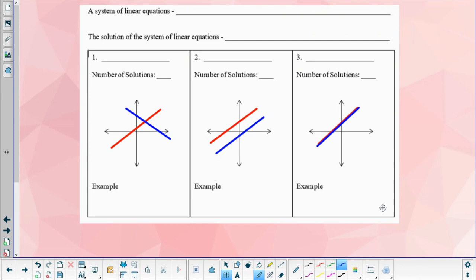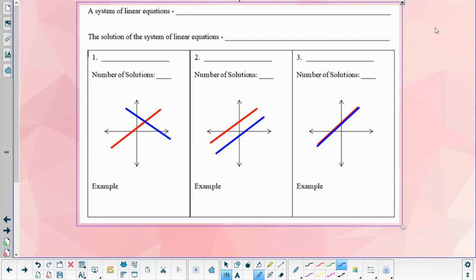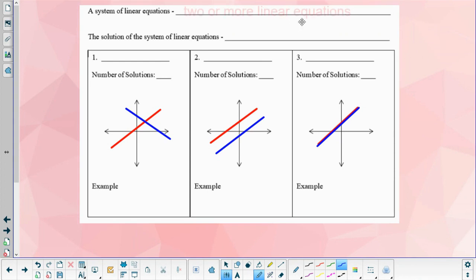So here are 2 vocabulary words we have to know what they mean before we can begin. The first one is a system of linear equations. So a system of linear equations is 2 or more linear equations. So we're talking about more than just one. Okay? And the solution to those would be where the 2 lines intersect, or 3 lines, or whatever the case may be. We're going to start with 2.